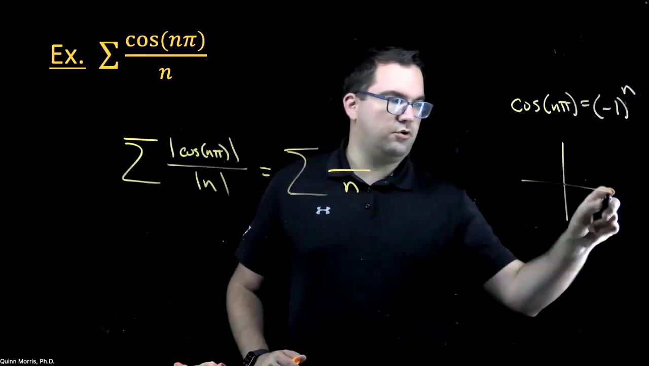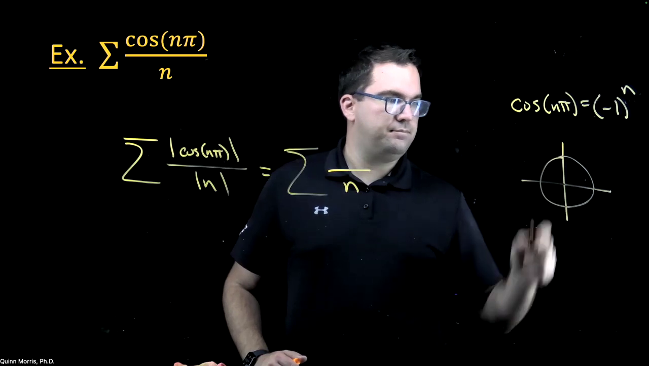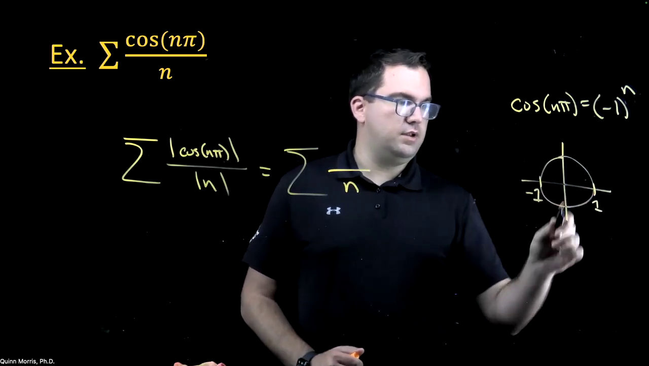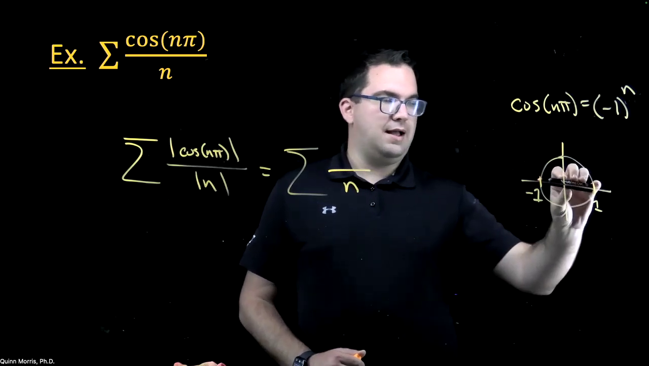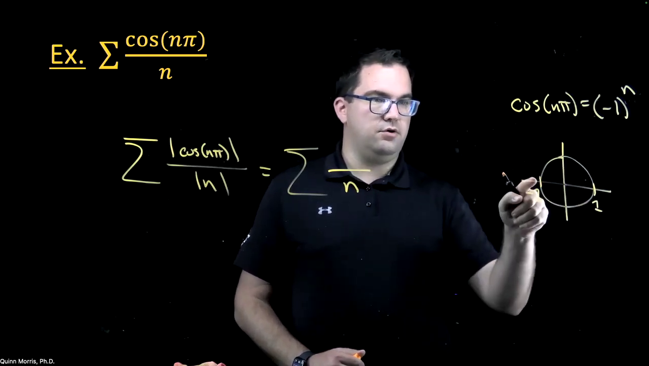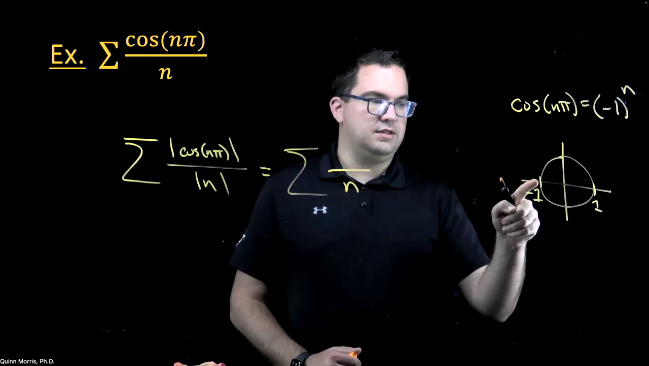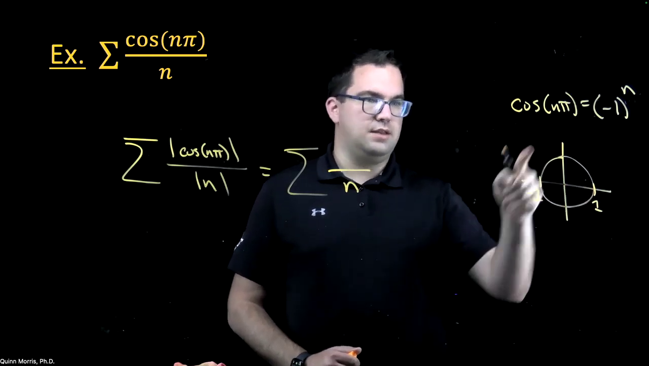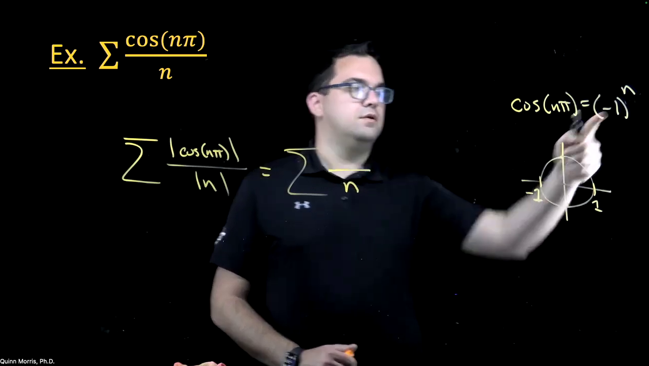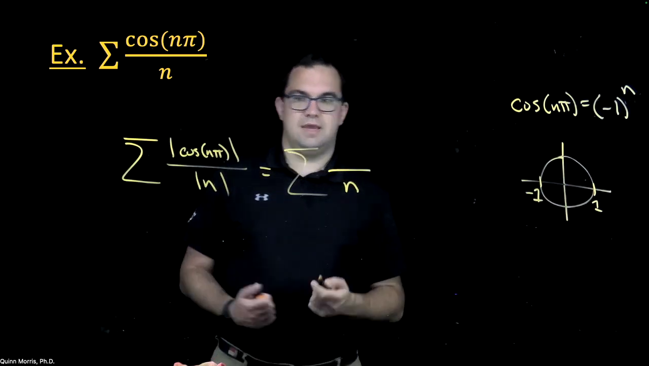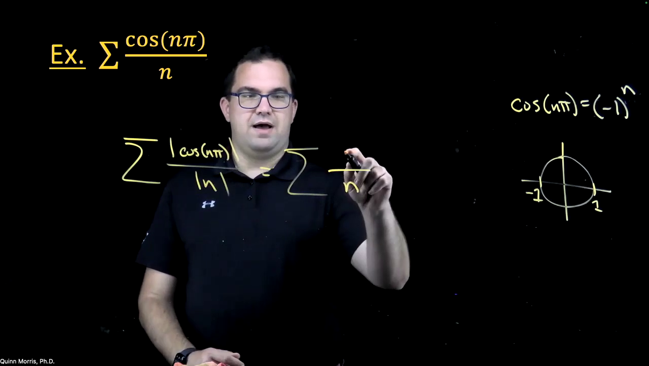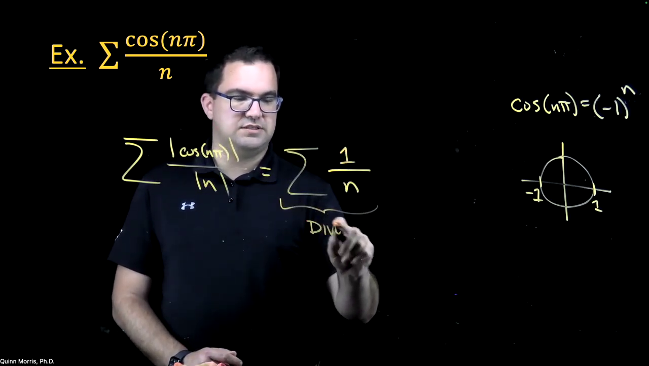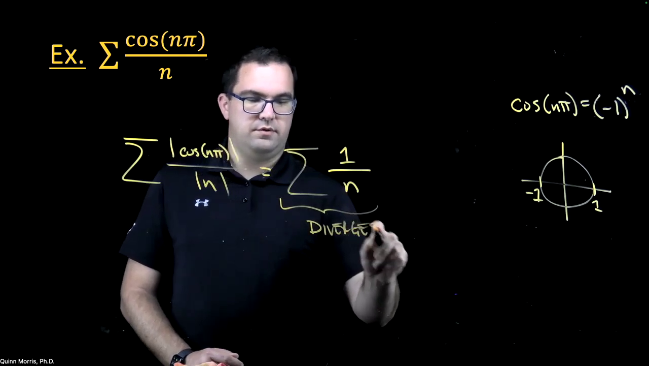If you think about the unit circle, you have 1 here and -1 here. So when you're at pi, you're over here. You get -1 when n is 1, then 1, then -1, then 1, -1, 1, -1, 1. So you actually get -1 to the n. So again, its absolute value is just going to be 1. But now the problem you have is that this doesn't converge anymore.